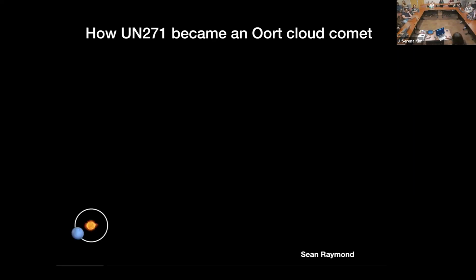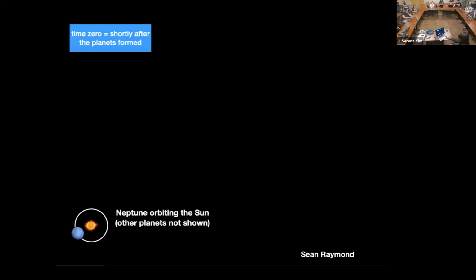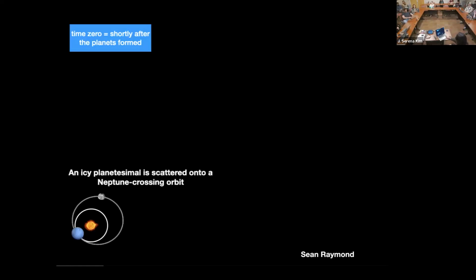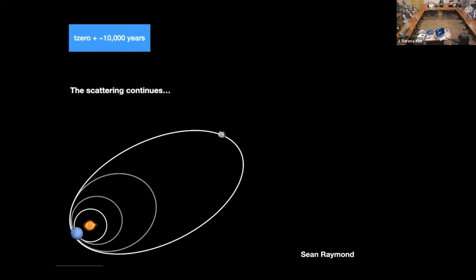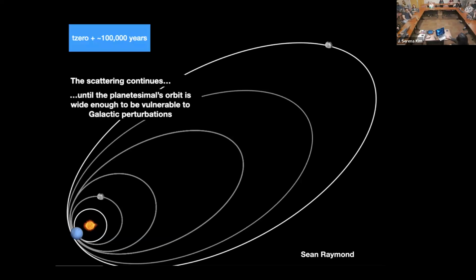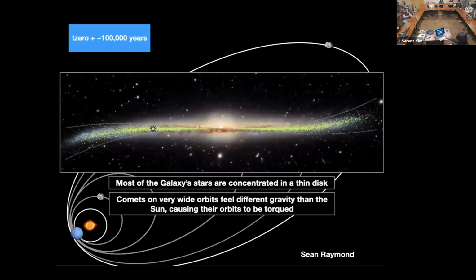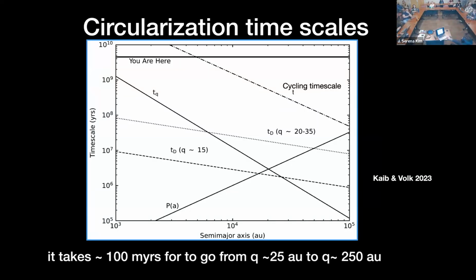So how does UN-271 become an Oort cloud comet? This happens on a very short time scale. It is scattered by the orbit of Neptune. Let's assume a perihelion distance Q of 25 AU, and on a scale of a few 10,000 to 100,000 years, you are scattered to a semi-major axis of 10^4 astronomical units. At this distance, the dynamics of the galaxy start to become important. You actually start to be influenced by the tides of the galaxy, and so what this implies is that a circularization occurs.